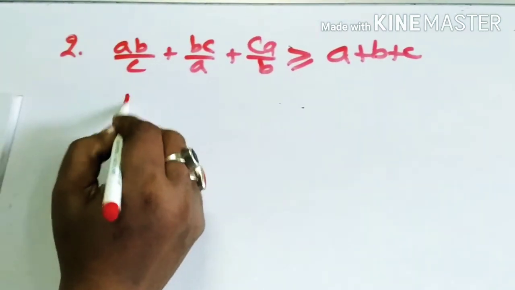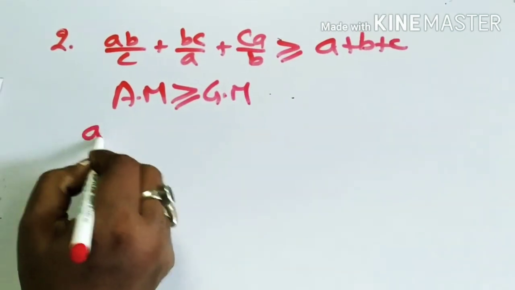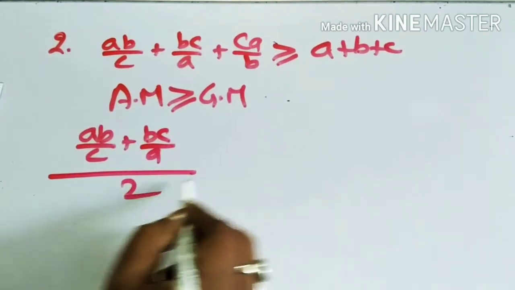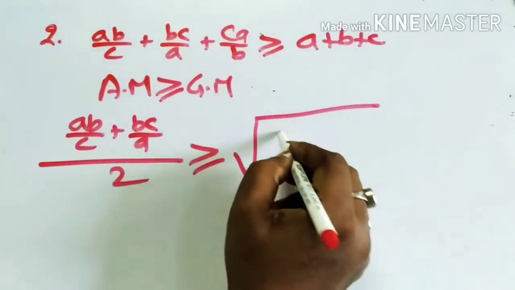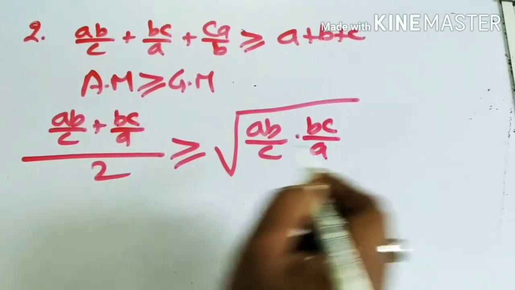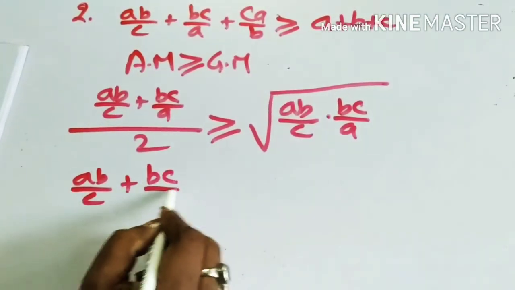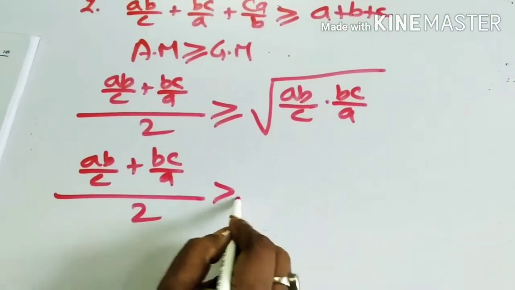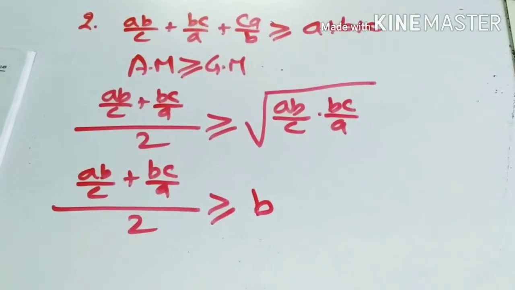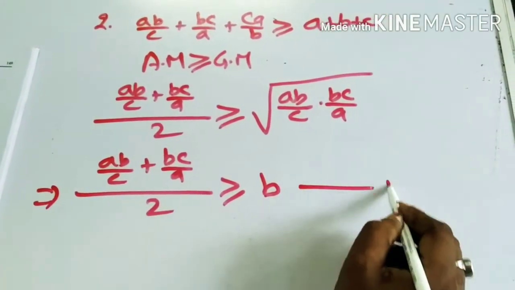So again, same theory, arithmetic mean greater than or equal to geometric mean. (AB/C + BC/A)/2 is greater than or equal to root of AB/C into BC/A. So C and C cancel out, A and A cancel out, B square means B remains. This is equation 1.